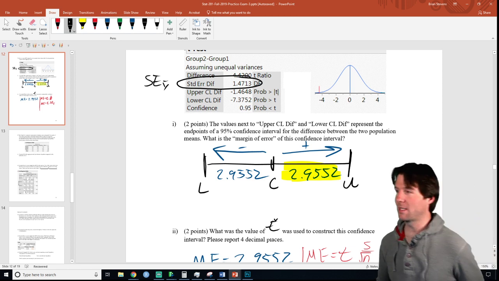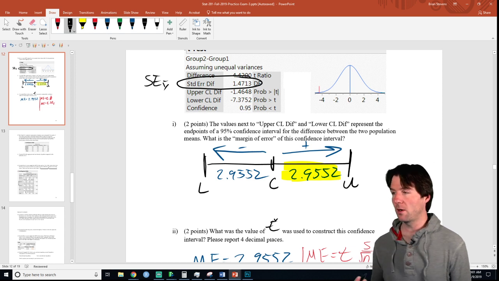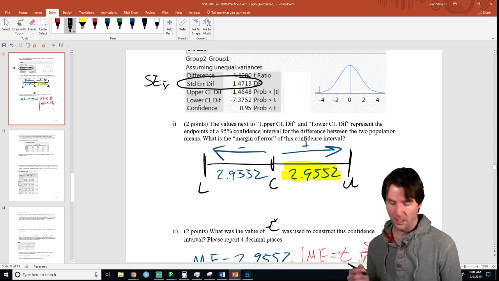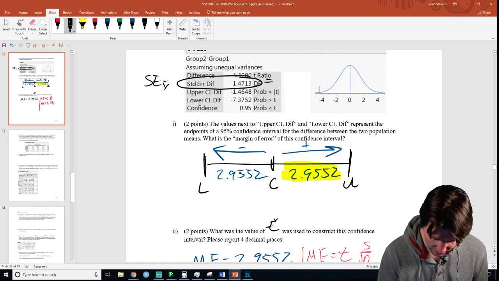I think I remember people taking this test, and they're like, how do we find it? We don't have S and we don't have N. You do have to know that that's the standard error, and then this becomes a lot easier if you know that the standard error is S over square root of N. So this literally, that thing right here is S over square root of N.